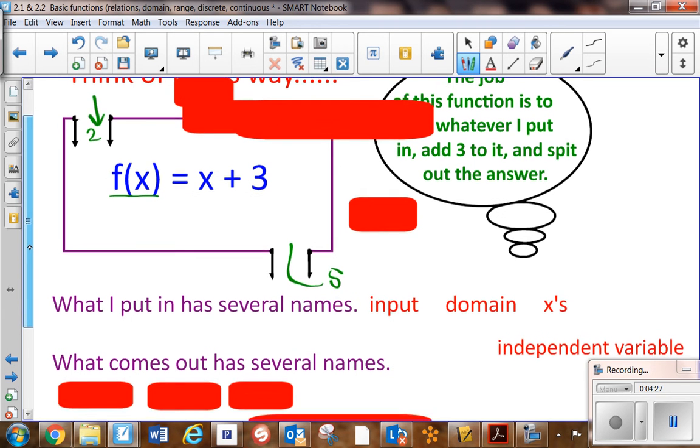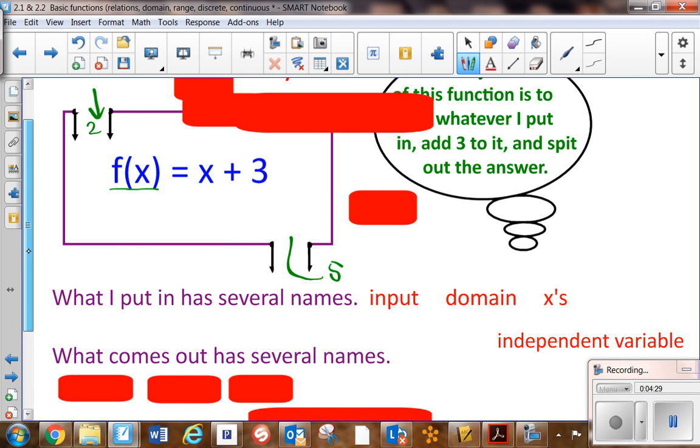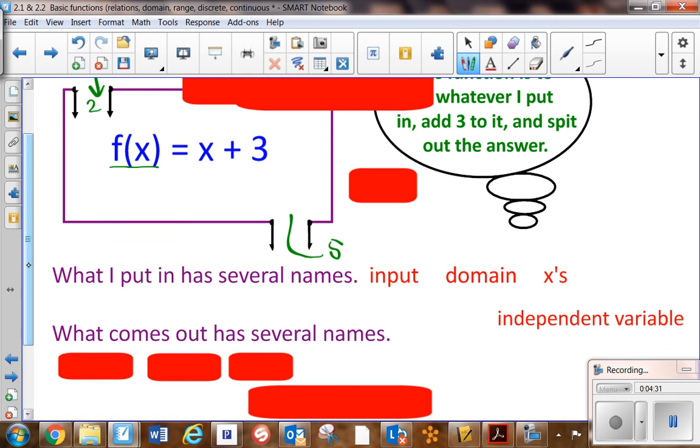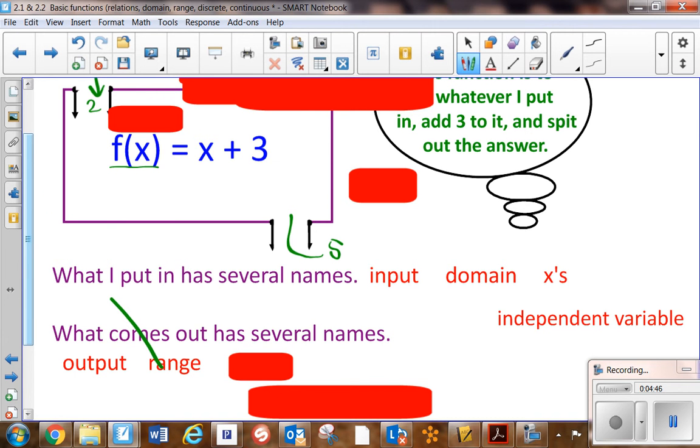So let's do similar things to the output. If X is the input, what's that going to be down here? Output, yes. If the domain is what you put in, what do you put out? The range. Instead of X's, what comes out? Y. Your Y's come out.